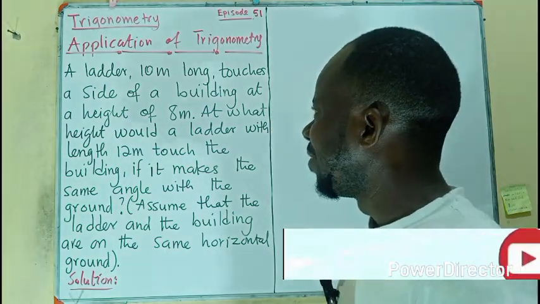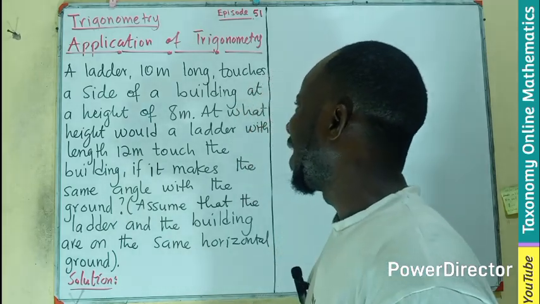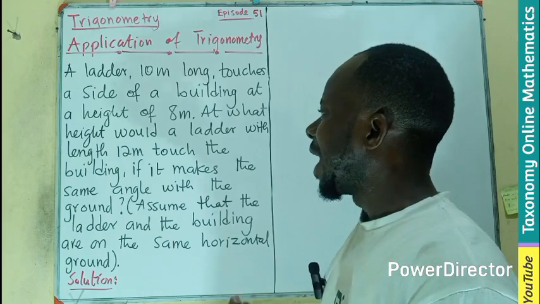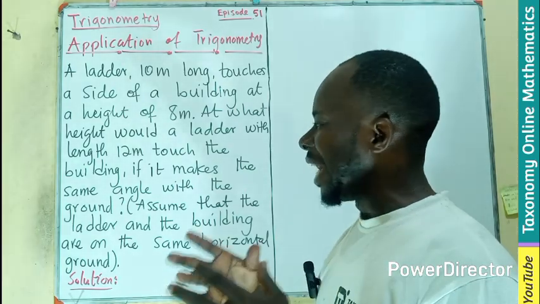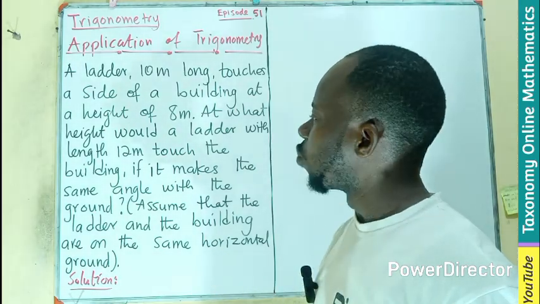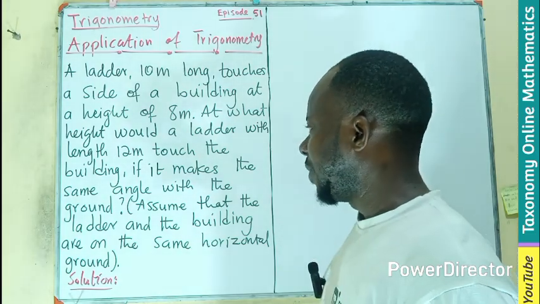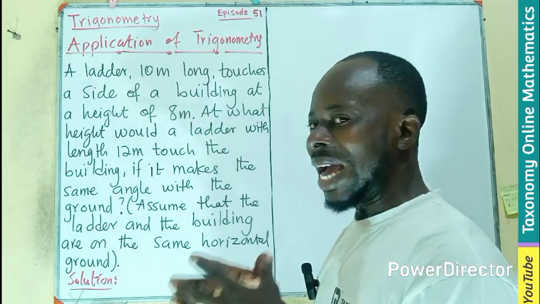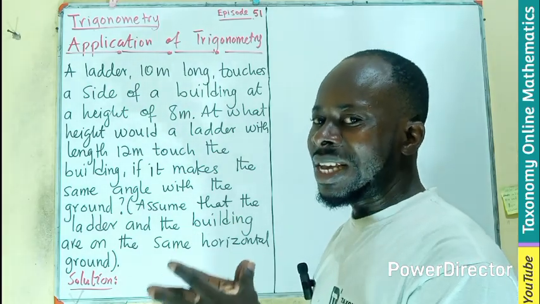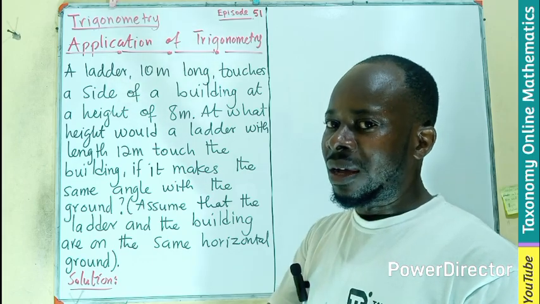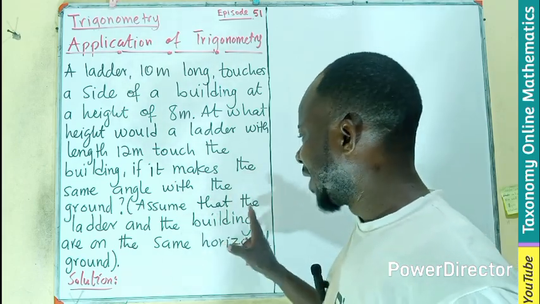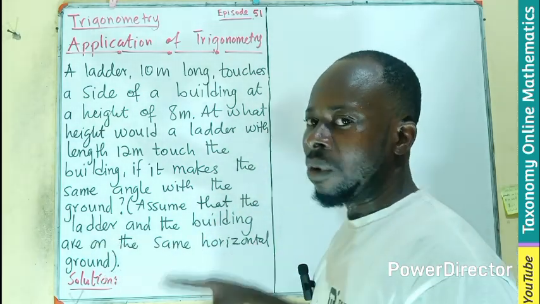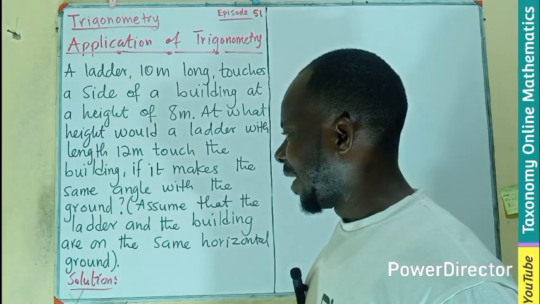So a ladder which is 10 meters long touches a side of a building at a height of 8 meters. At what height would a ladder with a length of 12 meters, meaning longer than the first one, touch the building if it makes the same angle with the horizontal ground? Meaning the angle that the longer one makes is the same as the angle that the shorter ladder will make. So we have to assume that the ladder and the building are all on the same horizontal level, on level ground. All right.